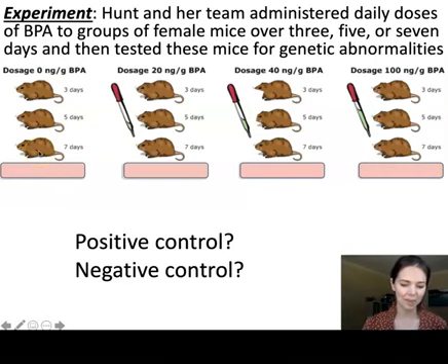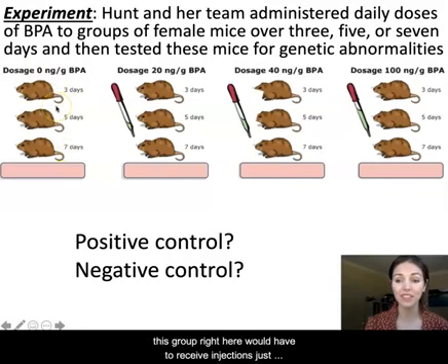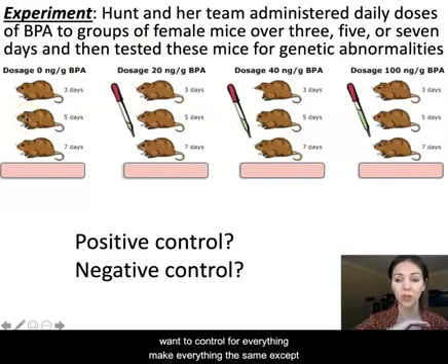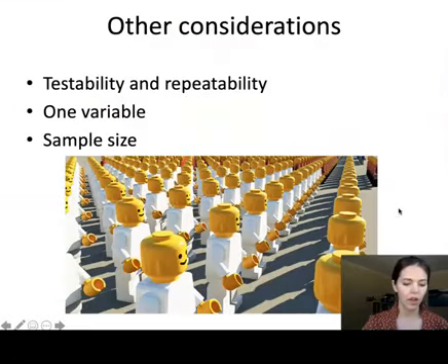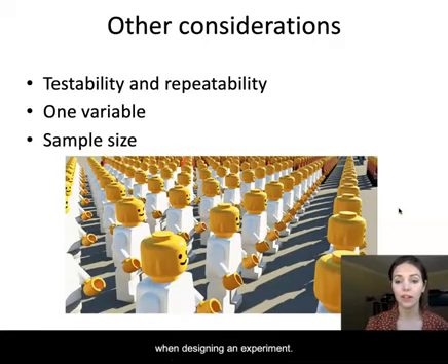Okay, in the real experiment, if this were actually done, this group right here would have to receive injections, just like the other groups, but there's no BPA inside, right? You want to control for everything, make everything the same, except that they get no BPA. All right, there are a few other things that you need to consider in designing an experiment.